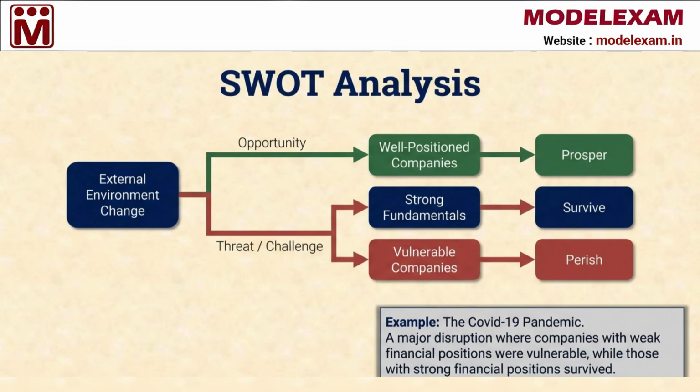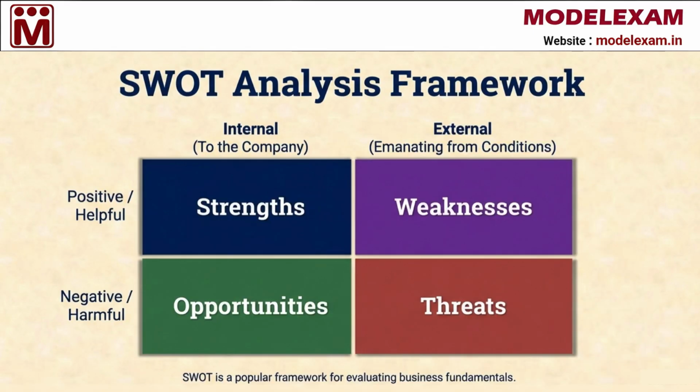It was a major disruption. Companies with weak financial positions struggled or shut down, while those with strong balance sheets managed to survive the lockdown. Understanding this dynamic helps you evaluate a company's growth potential and its risk tolerance. To make sense of these factors, we use the SWOT framework.